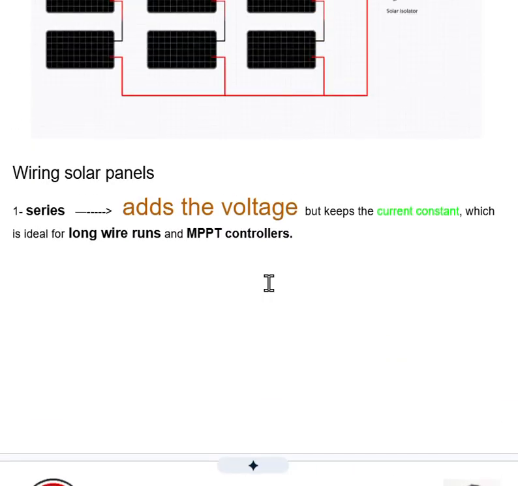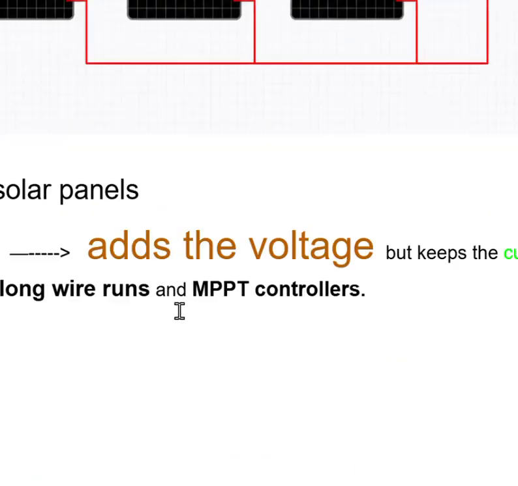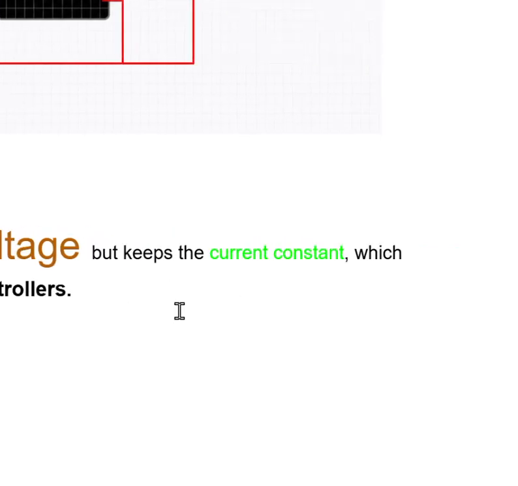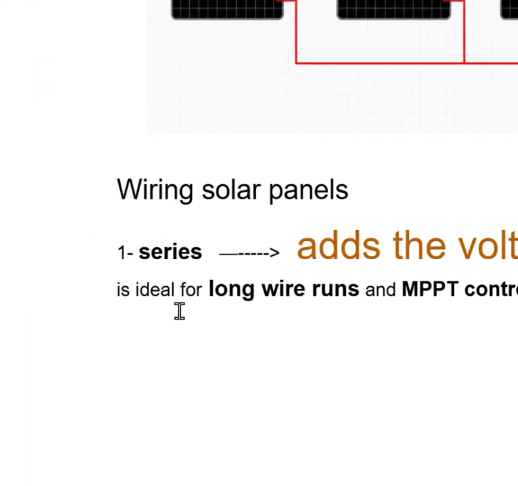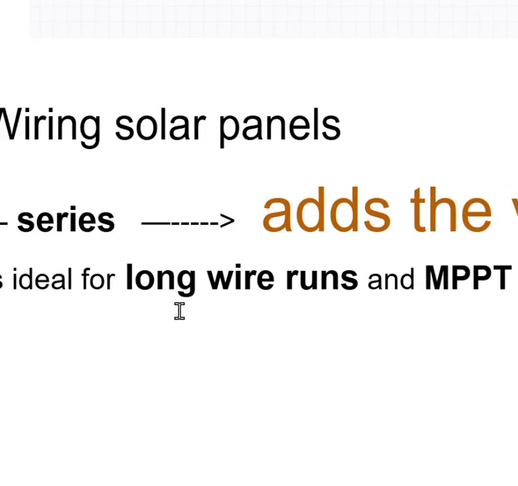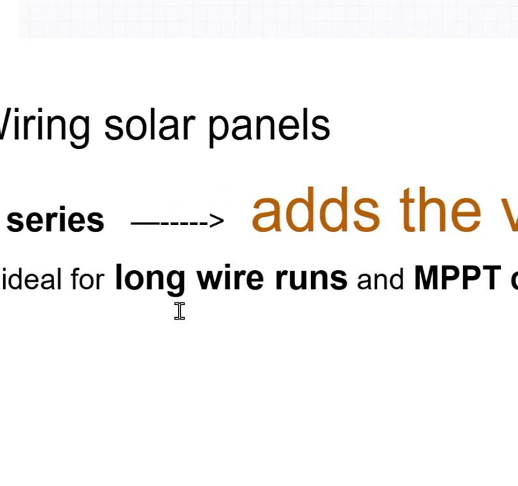But what is the difference? We always use series to add voltage but keep the current constant. But why? Because of long wire runs, for example, and because of the voltage drop, we don't want to have a lot of voltage drop, because energy in solar panel systems is very important. We don't want to lose power to the voltage drop in the resistance of the wire.